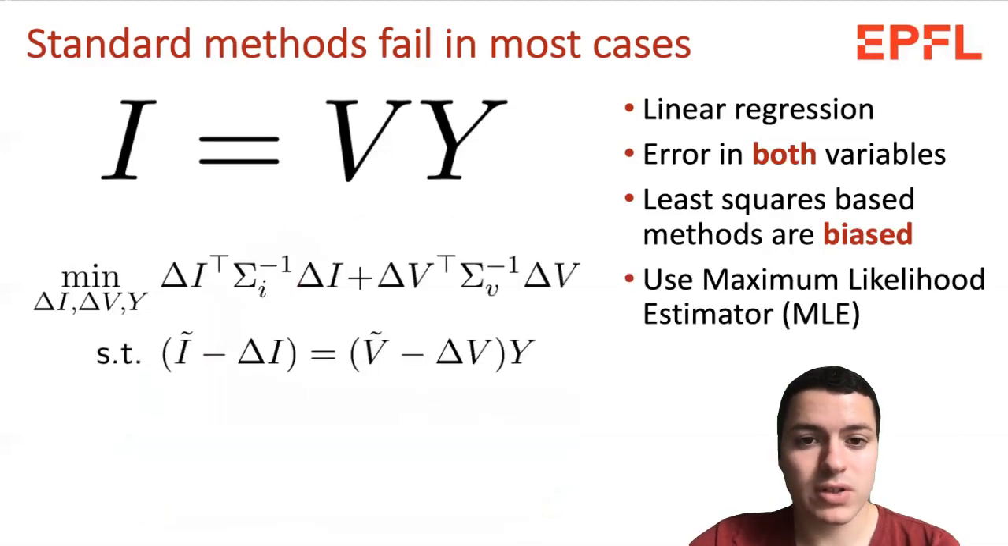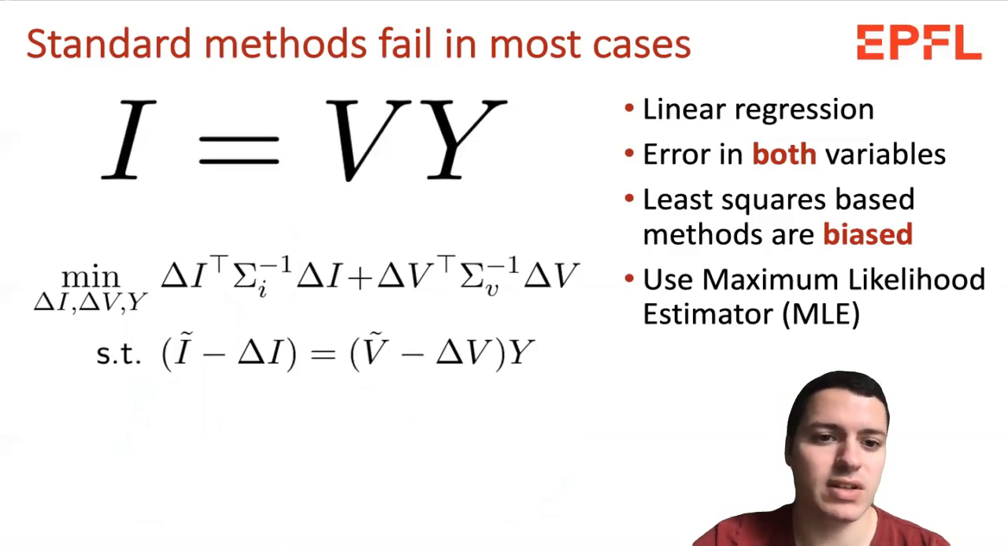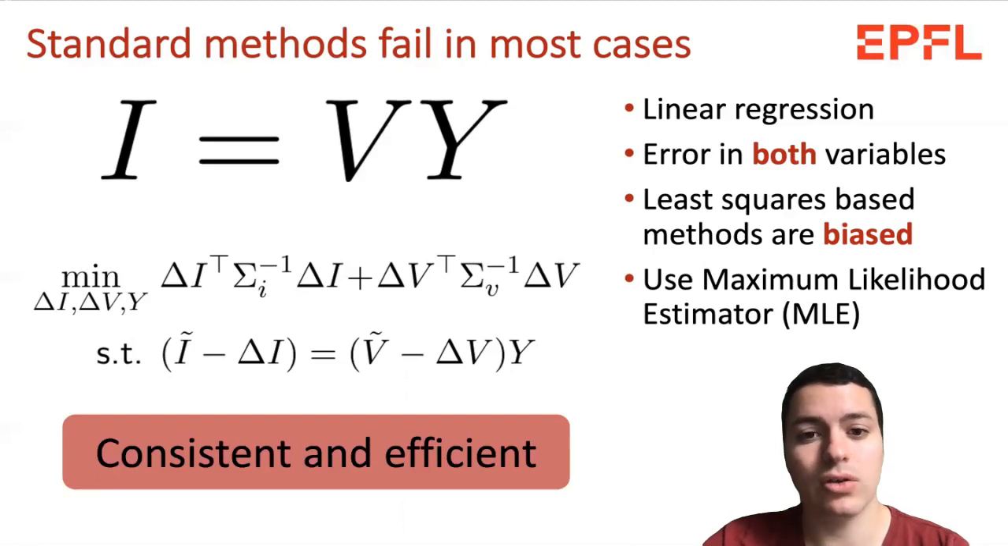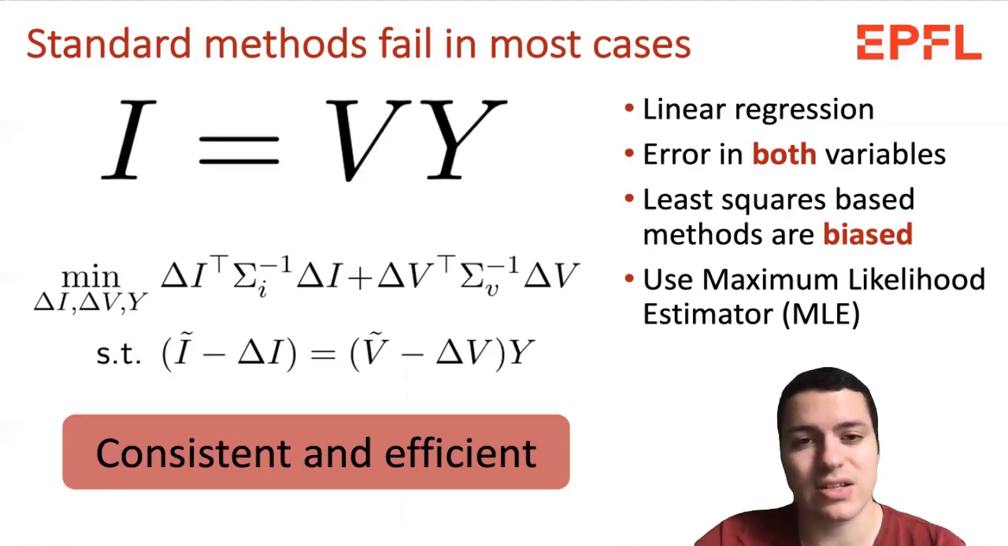In order to solve this issue, we turn towards the maximum likelihood estimator, which is unbiased and takes the shape of this optimization problem, where you try to find the closest I and V to your measurements, I tilde and V tilde, that still satisfy Ohm's and Kirchhoff's law, I equals VY, because this will not be satisfied due to the noise. This estimator is consistent, which means that with infinite sample size, you get the perfect estimate, and it's efficient, which means that you converge to that perfect estimate as fast as possible with the number of samples.